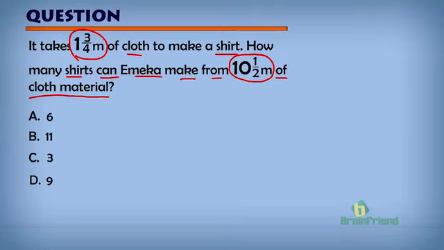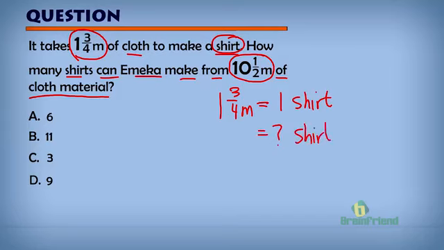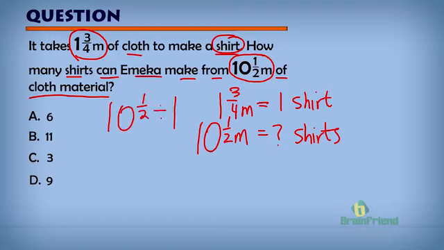All right? It takes 1 whole number 3 over 4 meter to make a shirt. That is, 1 whole number 3 over 4 meter is equal to 1 shirt. And we need to find out how many shirts we can make from this material. It simply means that to get the number of shirts, we'll divide 10 whole number 1 over 2 by 1 whole number 3 over 4. This is a shirt, and we need to find out how many shirts we can get from this material. Do we understand? So now that we know what to do, let's go ahead to solve it.